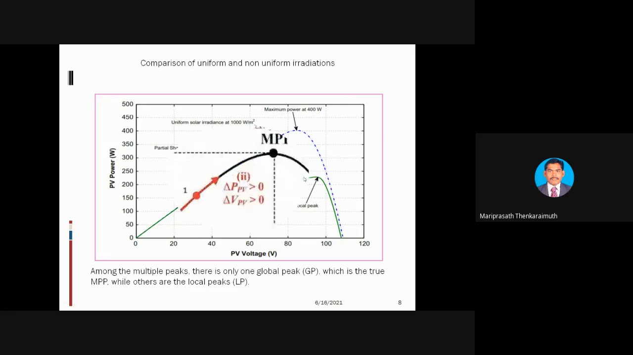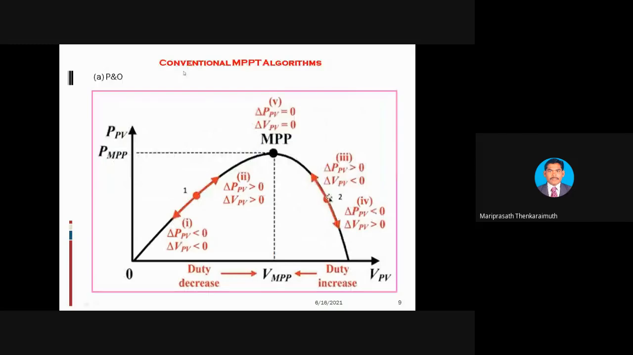Okay, right. So conventionally, a number of methods are there. Later on, I will go to the non-conventional methods. In the conventional methods, the first one is P&O, one of the popular methods. The method name is perturb and observation.